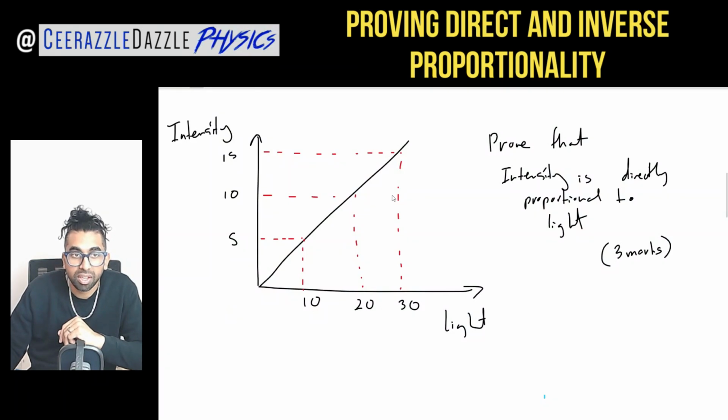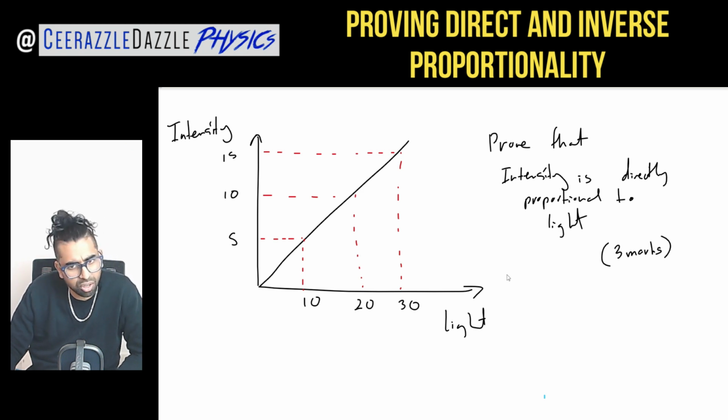Okay, so over here, let's say we're given the following graph. On the y-axis I've got intensity and on the x-axis I've got light. We've got a straight line going through the origin 0, 0. The question is the following: prove that intensity is directly proportional to light. 3 marks. Loads of kids simply think that, oh, I'm just going to say that as the light goes up, the intensity goes up, but you've got to be able to explain it with a bit of maths here. So what the examiners are looking for is the following.